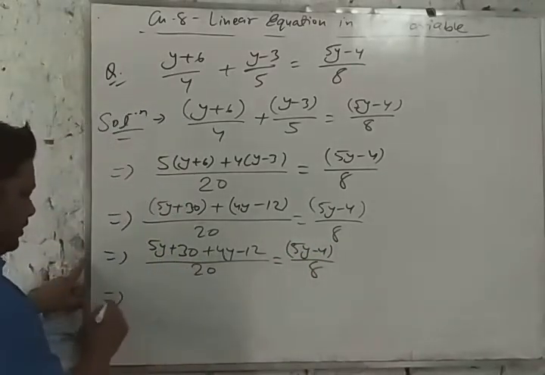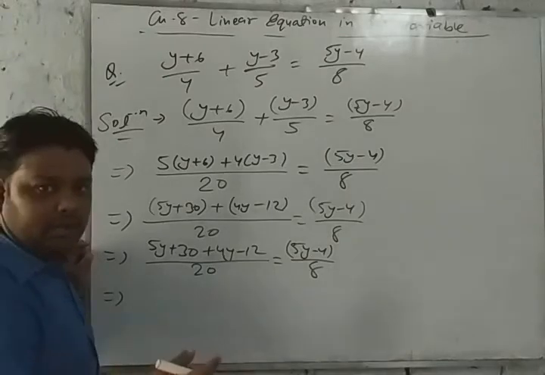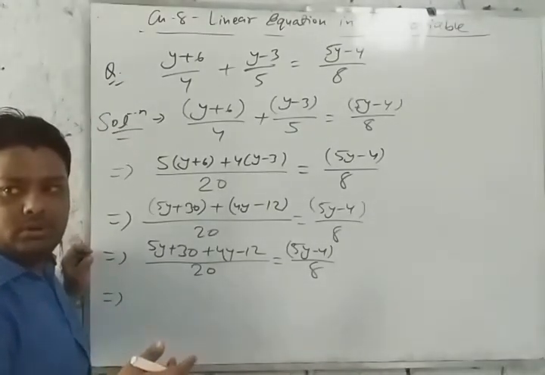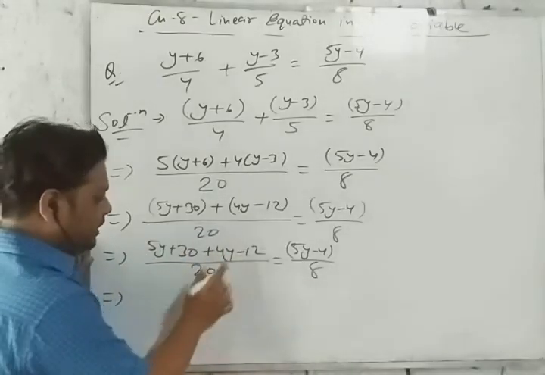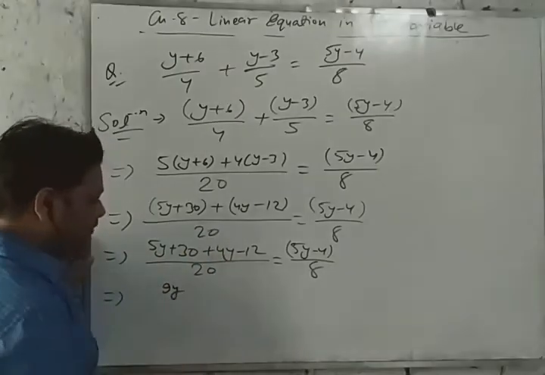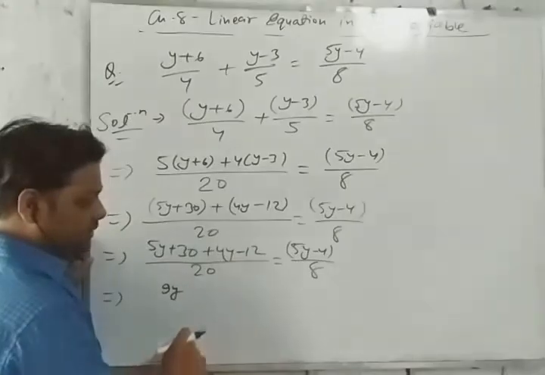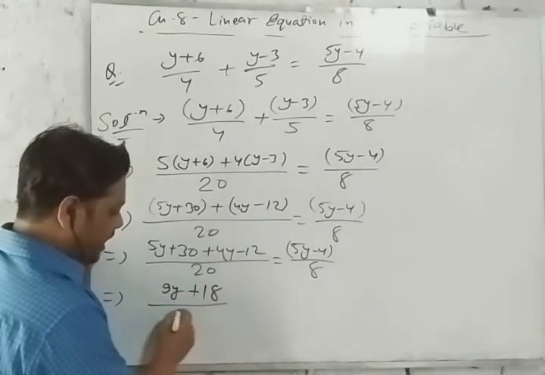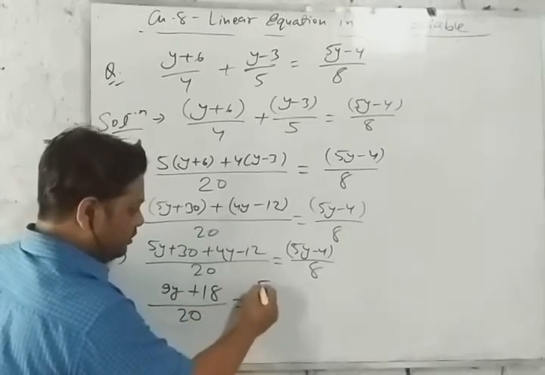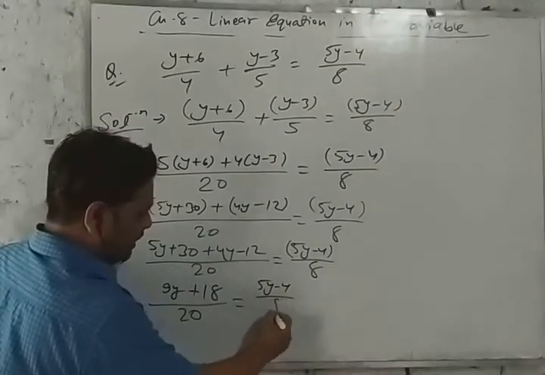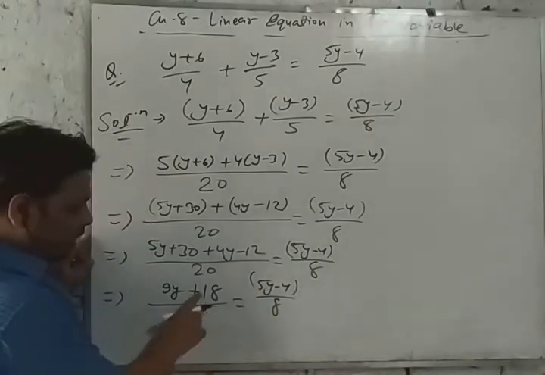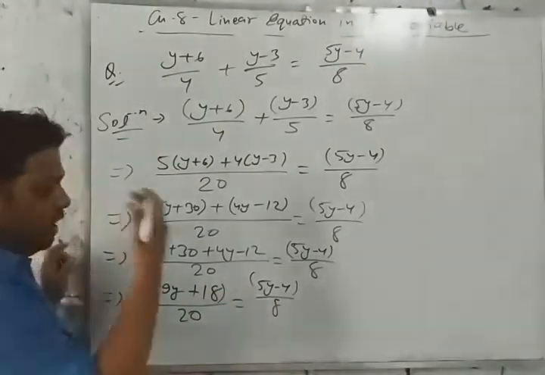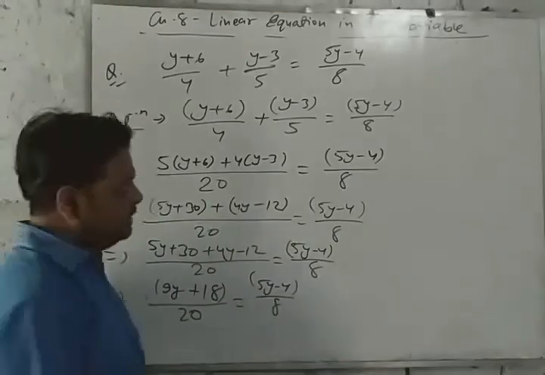Now again solve. Only like term to like term and constant term to constant term. Okay. So 5y plus 4y is equal to 9y and plus 30 minus 12. We will get plus 18 by 20 is equal to 5y minus 4 by 8. Okay. Now here, now we cannot solve. These are unlike terms. So keep it in bracket. Now we will use by cross multiplication method.